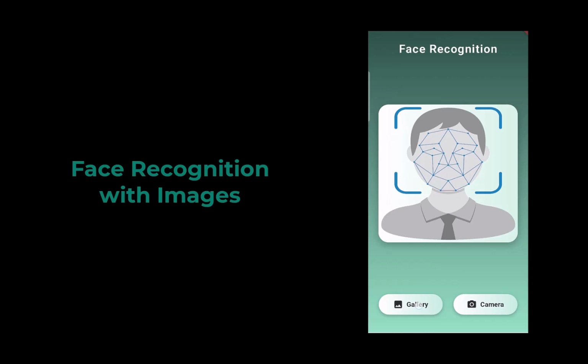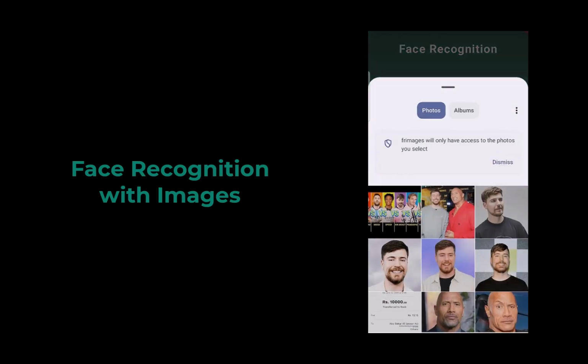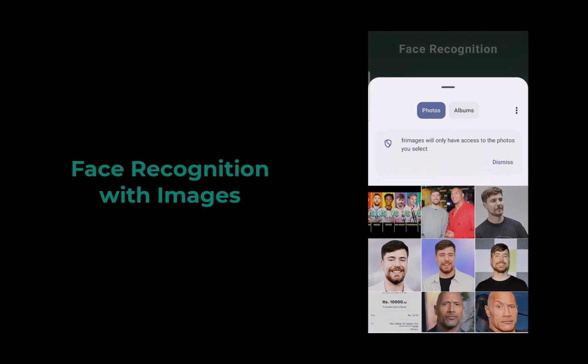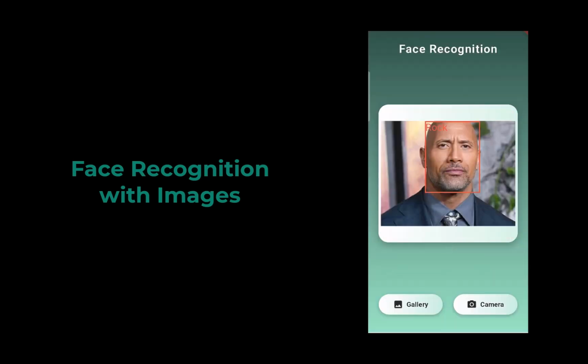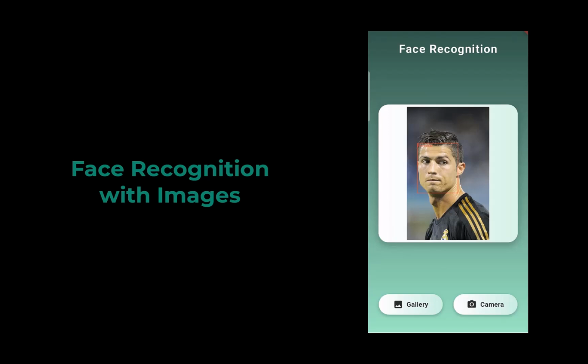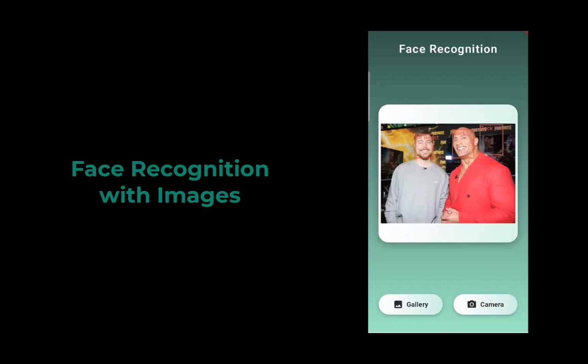So let's select an image, like this Mr. Beast image, and there you can see we are able to recognize Mr. Beast because we got this rectangle drawn around his face, and we also got the name Mr. Beast. Similarly, let's test it for this image, and there you can see we got the name Rock here. Similarly, we can select some Cristiano image like this one, and there you can see we got the prediction, or recognition, Ronaldo here. And if we select an image where multiple people are present, you can see it is able to recognize both Mr. Beast and the Rock, and it is even able to recognize this Rock image in the poster.